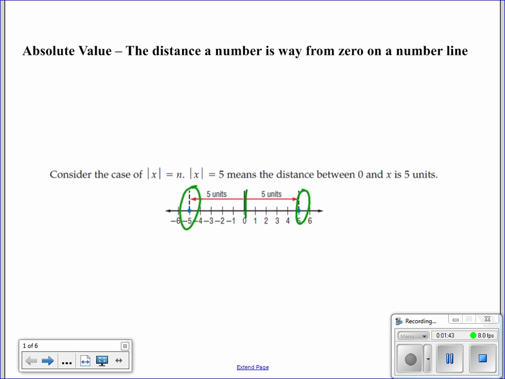So it's 5 units away, not just both the positive and negative 5. Right? It just means 5 units. It happens to be that we'll always end up with the positive and negative of this number, but that's the actual mathematical definition: 5 units away from 0. So absolute value is the distance. Whatever's in the absolute value brackets is telling us how far away from 0 a number is on the number line.